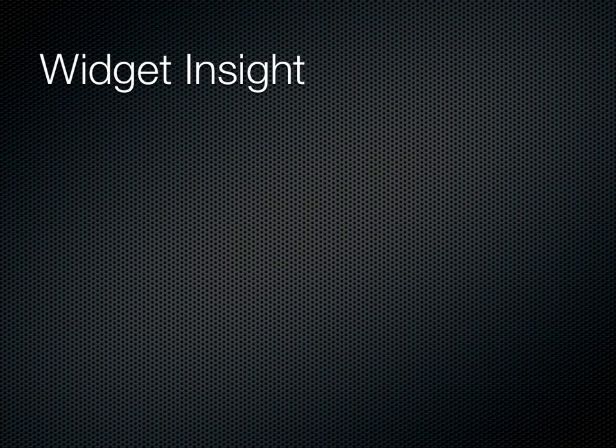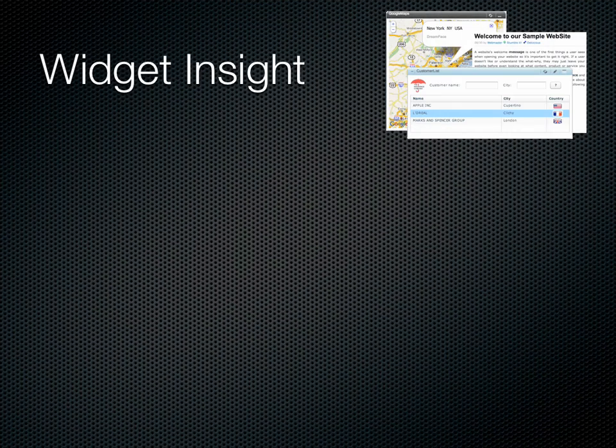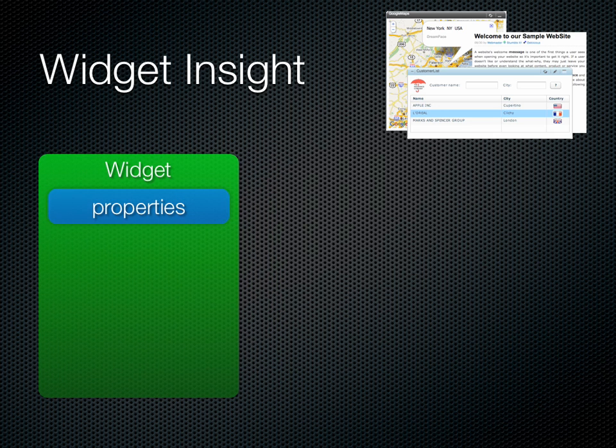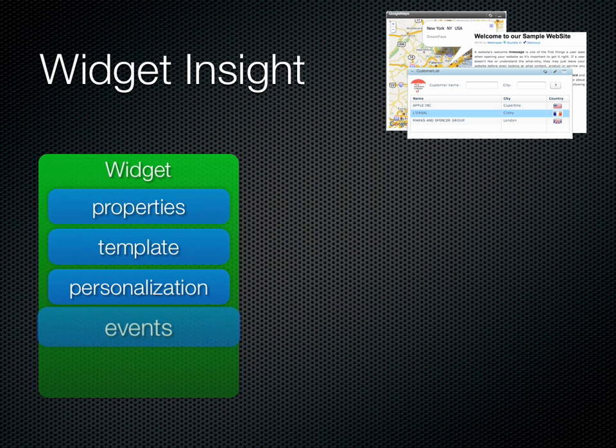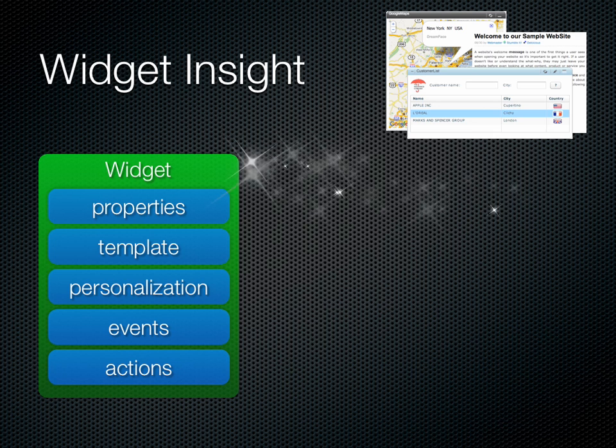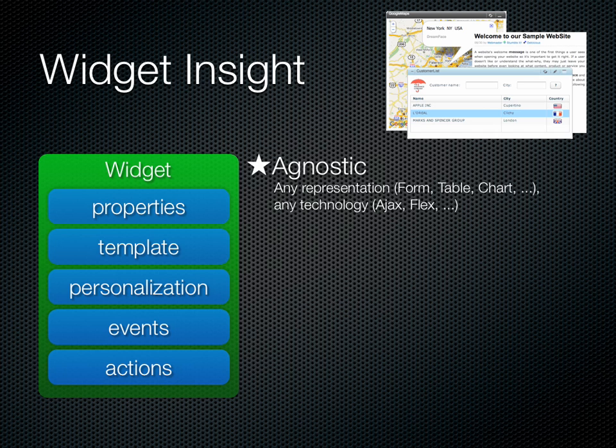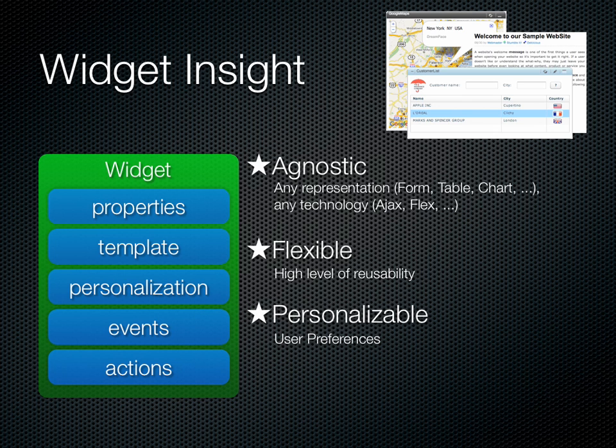So what is a DreamFace widget? A DreamFace widget has properties such as a display template, personalization information, as well as events and actions. DreamFace widgets are agnostic so that they can display any representation of data such as a form, a table, a chart, or a video using any technology such as Ajax or Flex. They are flexible and give a high level of reusability. They can personalize the way information is displayed according to the user preferences and are interactive. DreamFace widgets can communicate with each other.